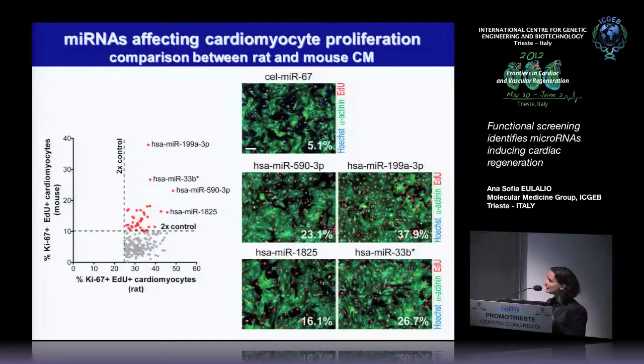Here we retested the 204 microRNAs, and we were able to identify 40 microRNAs which increase proliferation of both rat cardiomyocytes and mouse cardiomyocytes by more than twofold.